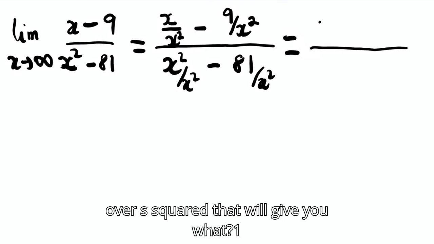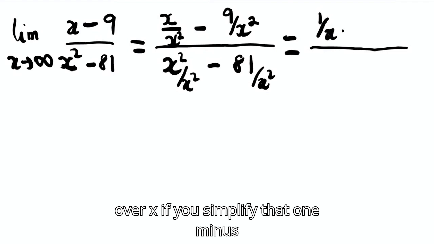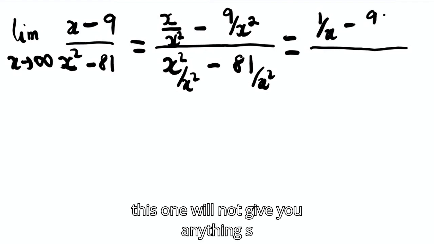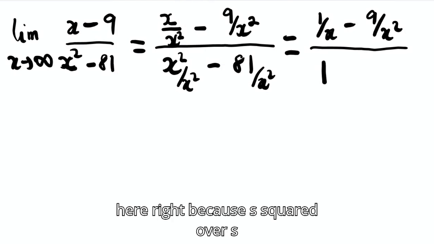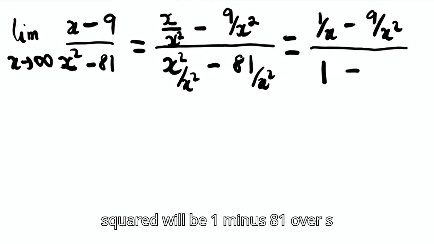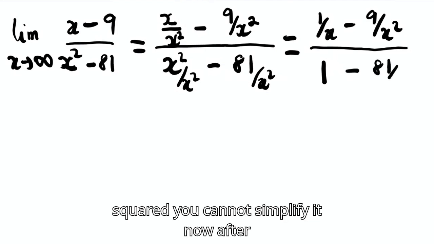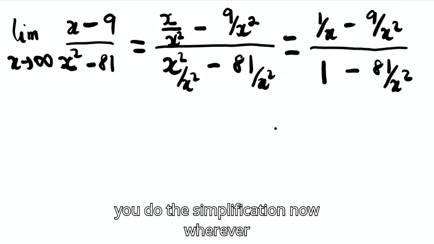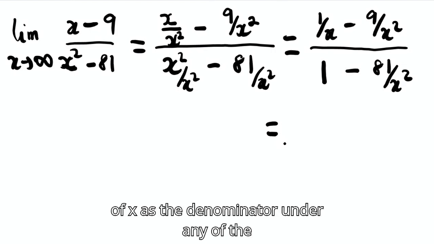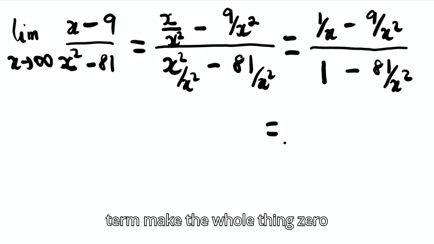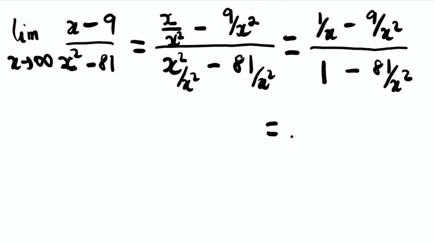x over x squared will give you 1 over x if you simplify that one. Minus 9 over x squared, you cannot simplify it. The denominator will give you 1 here, right? Because x squared over x squared will be 1, minus 81 over x squared. Now, after you do the simplification, wherever you see x or x squared or any component of x as the denominator under any of the terms, make the whole thing 0.